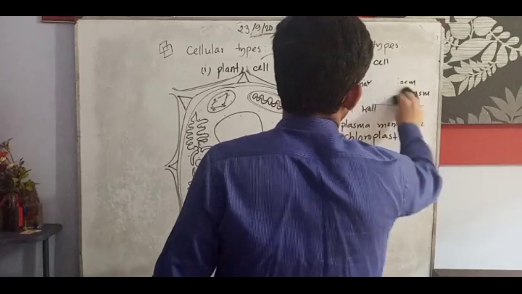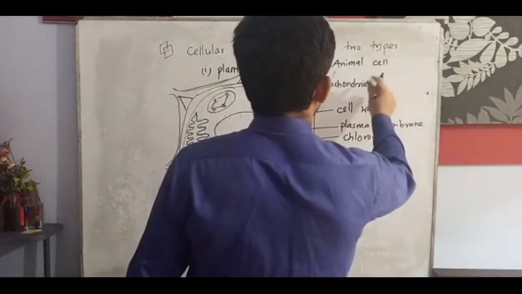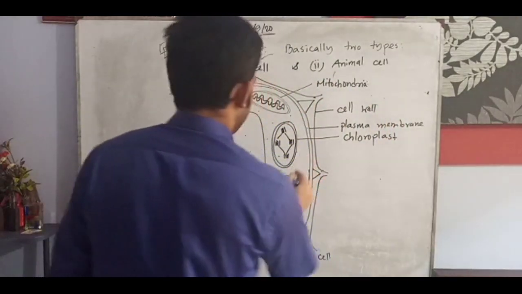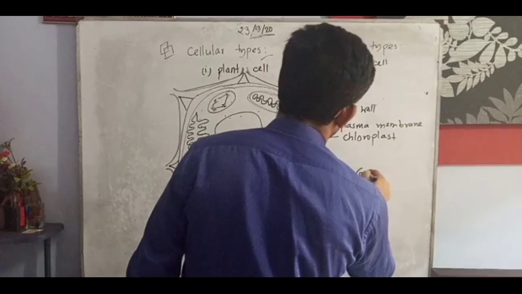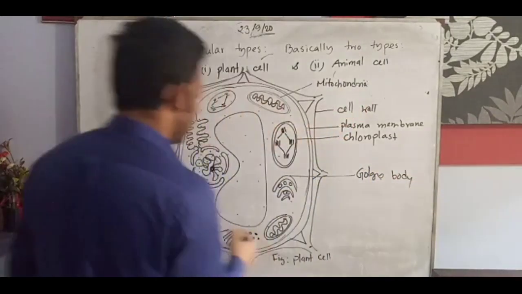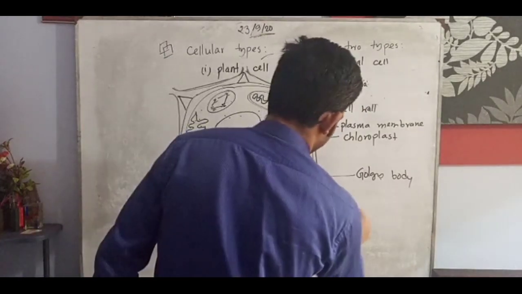I gave you a concept of cytoplasm and protoplasm. You must remember that one. Mitochondria, yes. And then this one is the Golgi body. Golgi body, yes. Now this one we draw. The ribosome is also there. Ribosome.